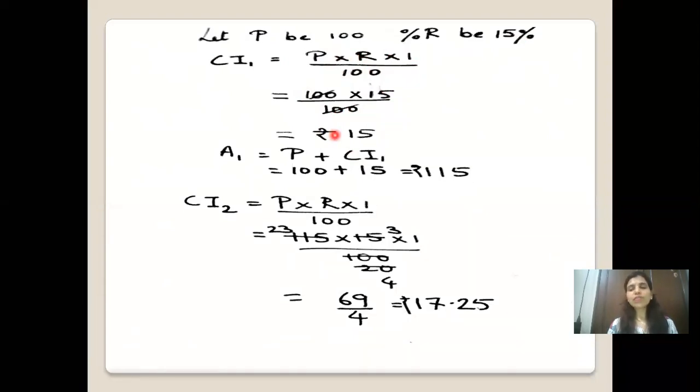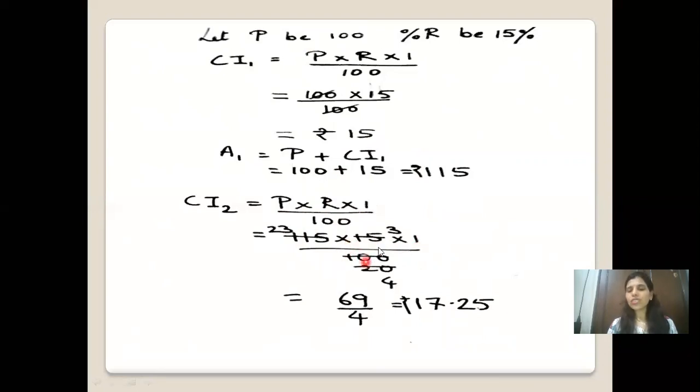Now you have been given CI2, okay, CI for the second year. So now what you do is 15 you add it to the principal amount, that is 100 rupees, and you get amount as 115. Now this amount becomes the principal for the next year. So you can write over here P2 is equal to A1, and then P2 into R into 1 upon 100. So over here it is 115 into 15 into 1 upon 100.